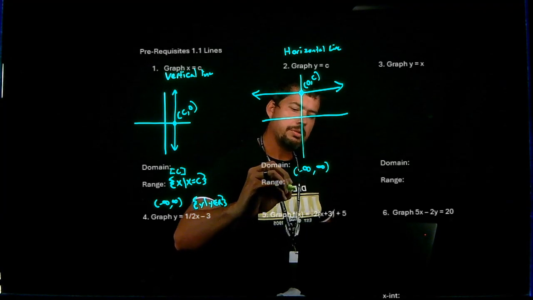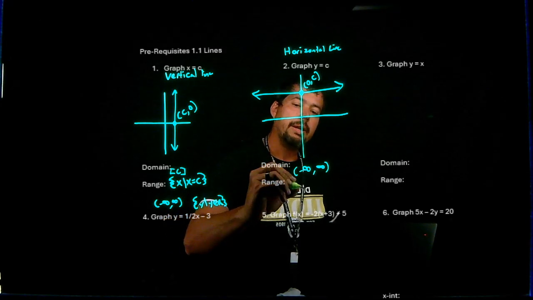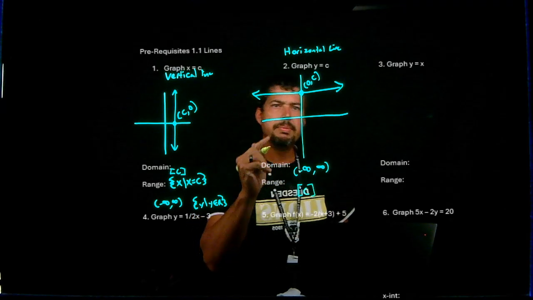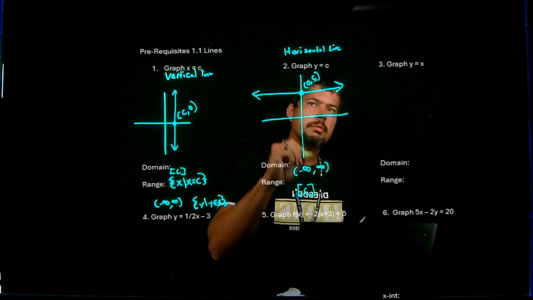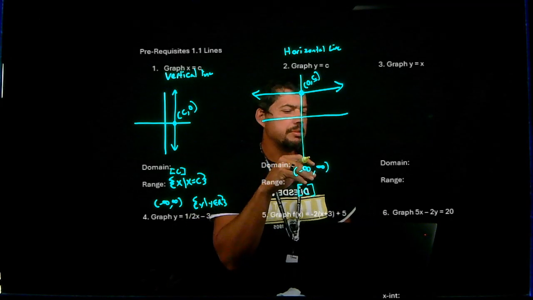Your range is just that one y value, that constant. And the bracket is because there's a point there. Like that's labeled. I can touch that. I can't touch infinity. That's why I use parentheses.